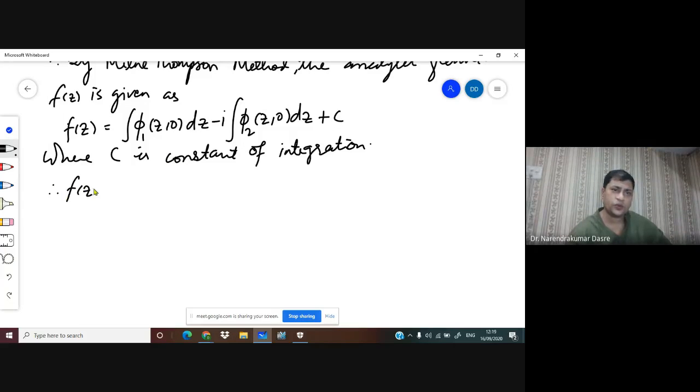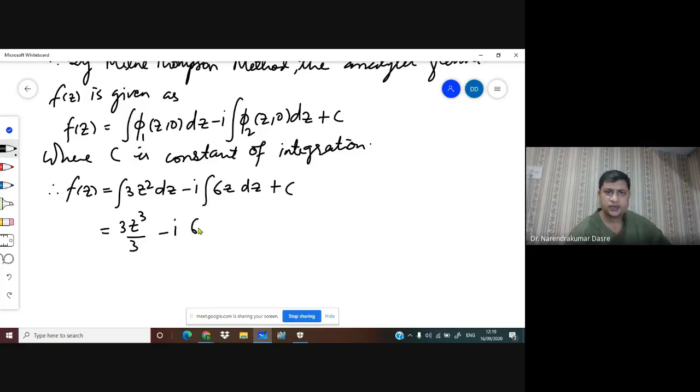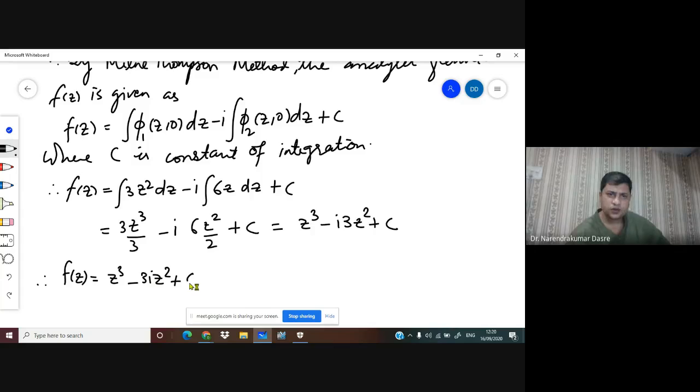And hence write down what we have for phi 1 and phi 2. So this is 3z square dz minus i, this is 6z dz plus c. So we got here 3z cubed by 3 minus i times 6z square by 2 plus c. So you have z cube minus i times 3z square plus c. So we got f of z is equal to z cube minus 3iz square plus c. So this is the analytic function we got.